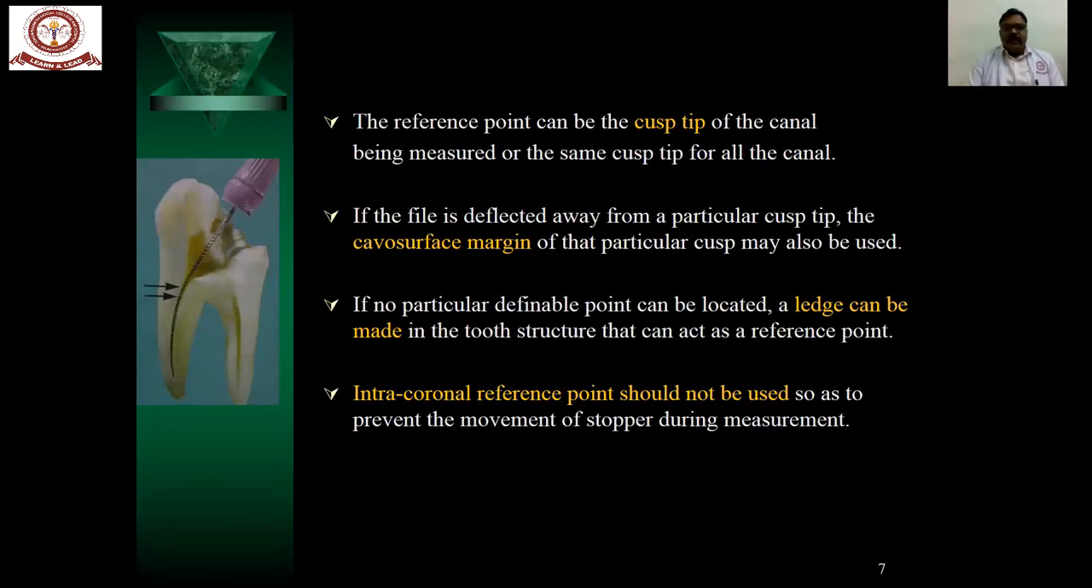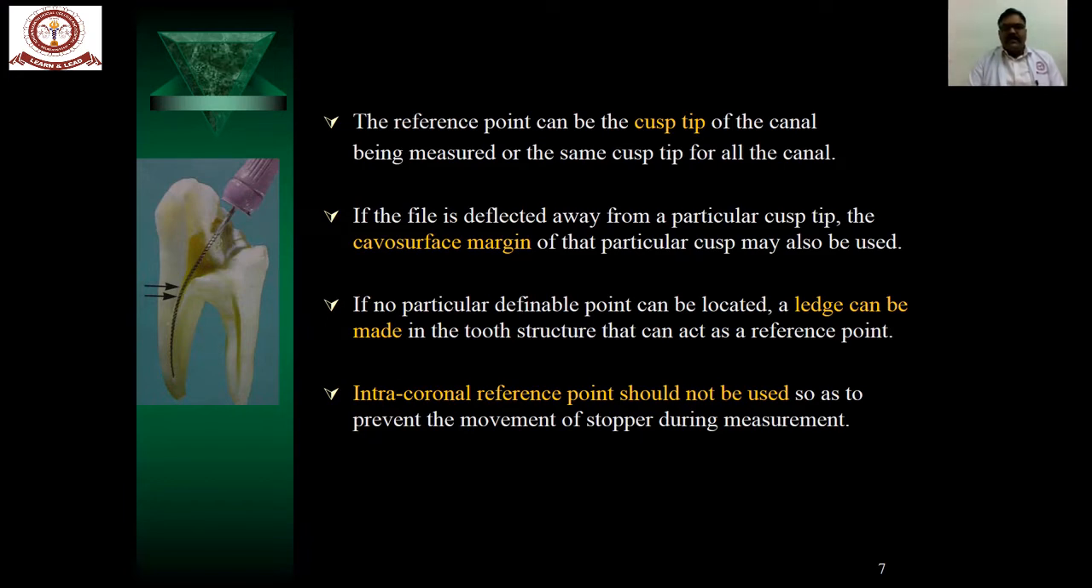The reference point can be the cusp tip of the canal being measured, or the same cusp tip for all the canals. In the case of anteriors, the incisal edge can be taken as the reference point. If the file is deflected away from a particular cusp tip, the cavosurface margin of the particular cusp may also be used as coronal reference point.